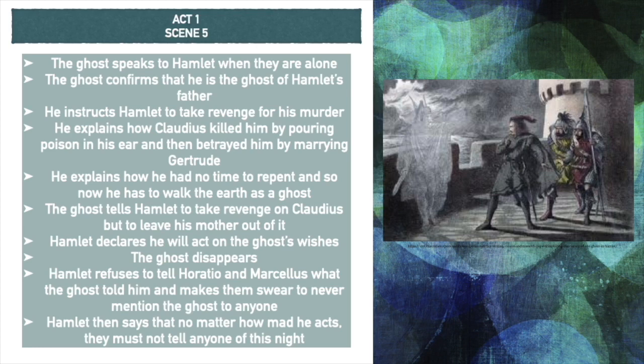The ghost disappears, and then Hamlet actually refuses to tell Horatio and Marcellus what the ghost told them and makes them swear to never mention the ghost to anyone. And furthermore, he says, no matter how crazy or mad he starts to act, that they must not tell anyone of this night. And this is a nice little piece of foreshadowing, and it's a really interesting point because later on we're obviously going to see Hamlet go into this state of madness where he starts acting crazy. And it's important to note that Hamlet does tell them he's going to act crazy because at some point we're going to be like, hold on, is Hamlet acting mad or has he literally gone mad now? So this is an important reminder that maybe he's just acting all along.